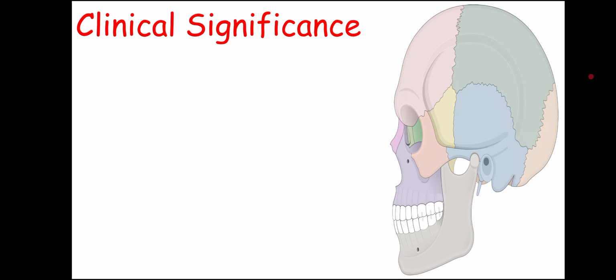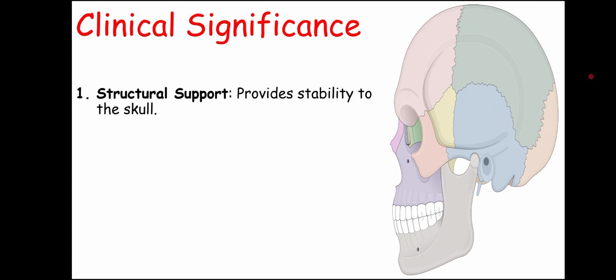Now let's talk about the clinical significance of studying Norma Lateralis. First is structural support, as Norma Lateralis provides stability to the skull and muscle attachment, and it serves as an anchor for muscles involved in mastication and facial expression. And the third significance is protection, as it shields vital neurovascular structures.